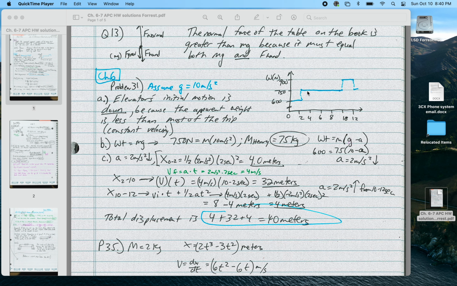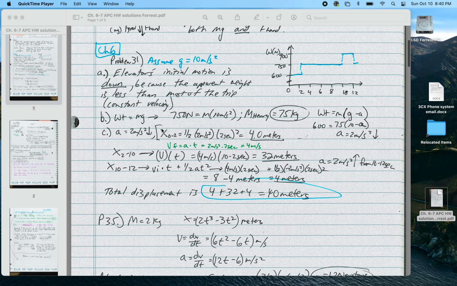I figured out the mass of the person, 750 newtons divided by 10 newtons per kilogram, gave me 75 kilograms. I could figure out the acceleration downward was 2 meters per second squared. Why? Because the apparent weight, or the normal force, I should say, would be equal to mg minus ma. So that acceleration downward was 2 meters per second squared.